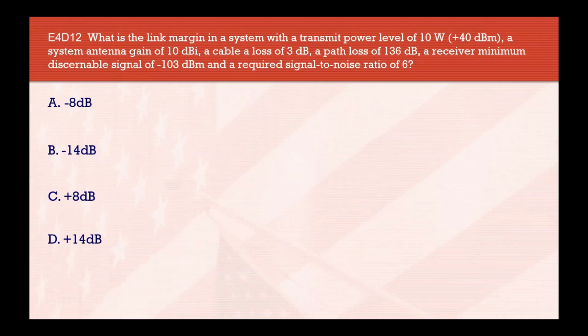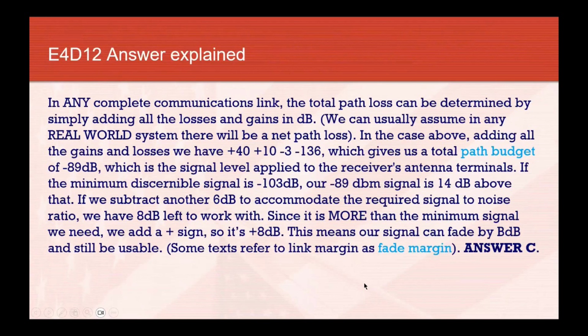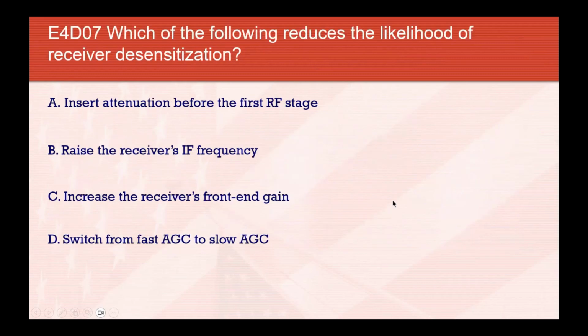Setting up a link margin. To do that, we essentially add all of those decibel products that are there. We put them all together and we come out with +8 decibels. That's what I said. It's probably easier just to remember +8. And this is how it's computed. +40, +10, -3, -136 gets a path budget of -89. But your MDS, minimum discernible signal, is -103. The difference between -89 and -103 is 14 dB, so we have 8 dB left to work with. It's positive for us, so we put a positive sign behind it. That's the idea behind it. If you just memorize the +8, you'll be okay.